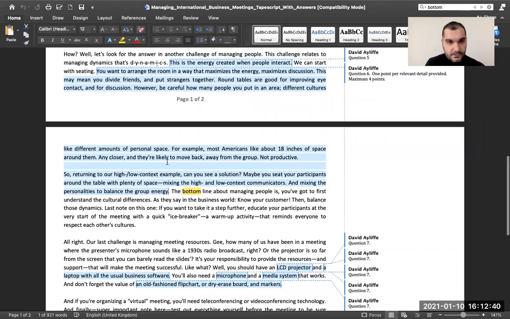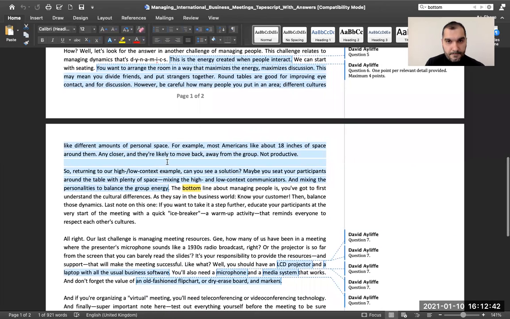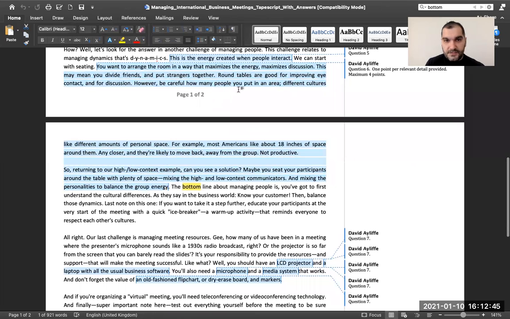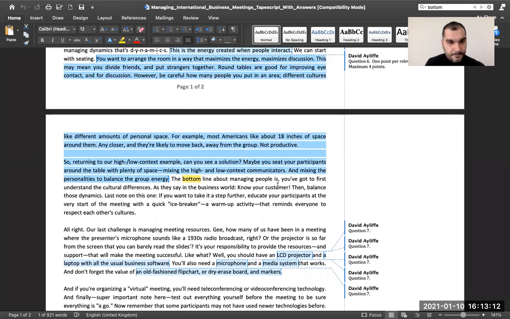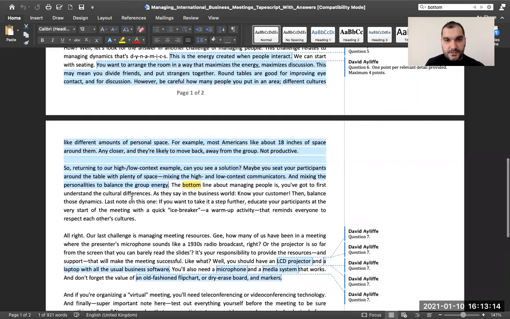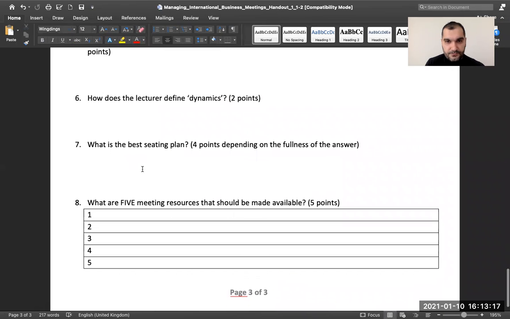And again, you should be careful how many people you put in an area, and some amounts of personal space, because different cultures like different amounts of personal space. For low context communicators, like about this inch, and any closer, they are ready to move back away from the other group, so it would be non-productive. Okay, so a round table is the best seating plan.